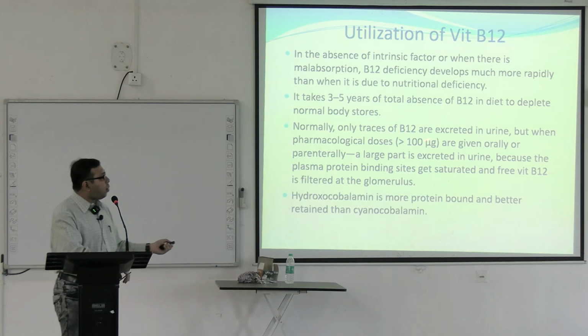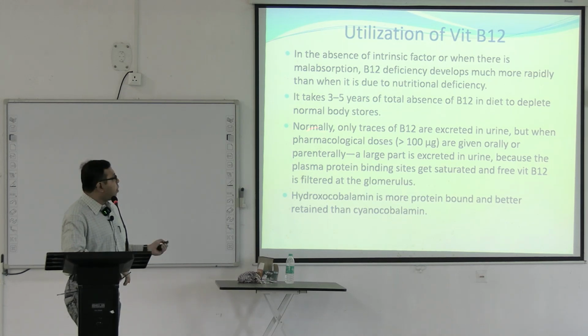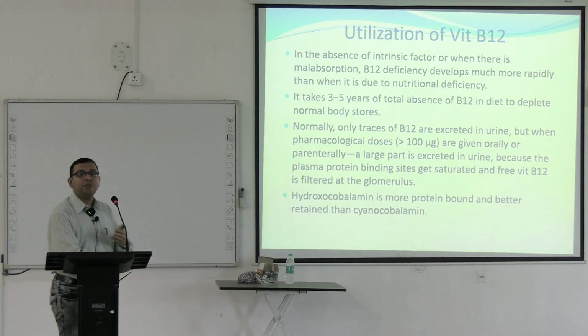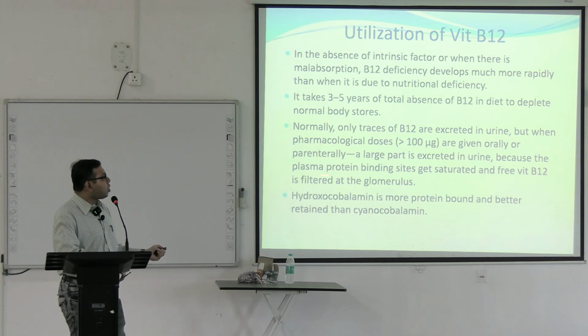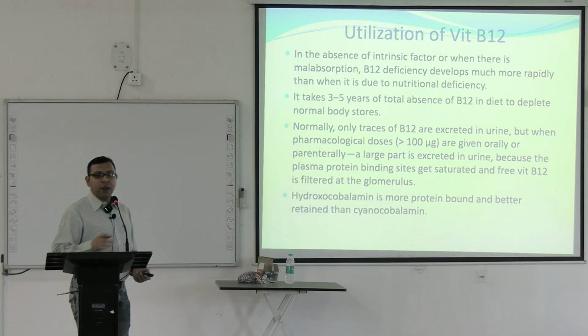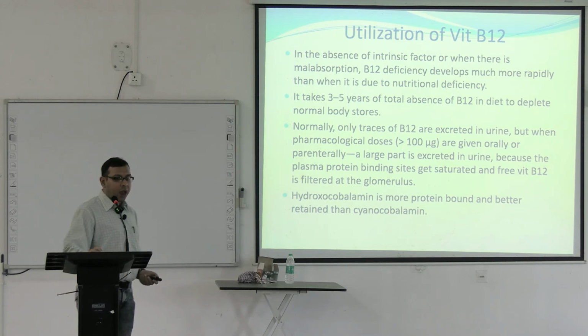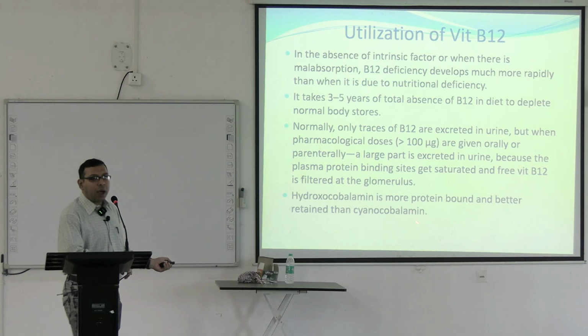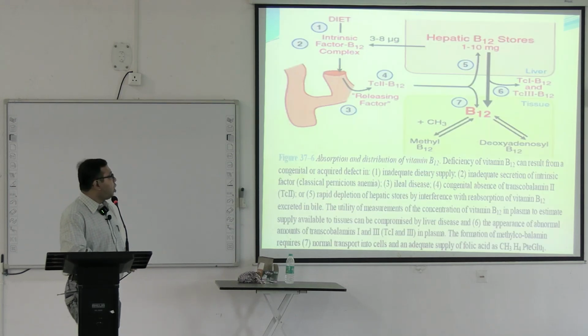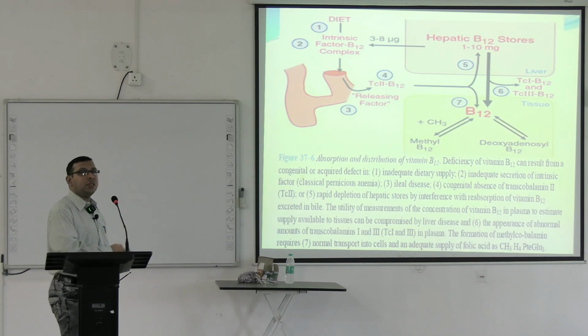Normally only traces of vitamin B12 are excreted in urine, but when pharmacological doses, like high doses greater than 100 microgram, are given orally or parenterally, a large part is excreted in urine because the plasma protein binding sites get saturated and free vitamin B12 is filtered in the glomerulus. Now there are two forms, as we have already seen: hydroxycobalamin and cyanocobalamin. Of these, hydroxycobalamin is more protein bound and better retained than cyanocobalamin. So you can see this is the absorption and distribution pattern where the deficiencies usually happen.